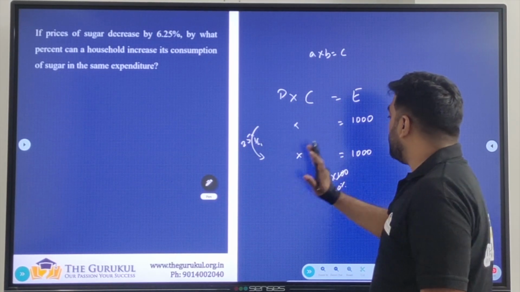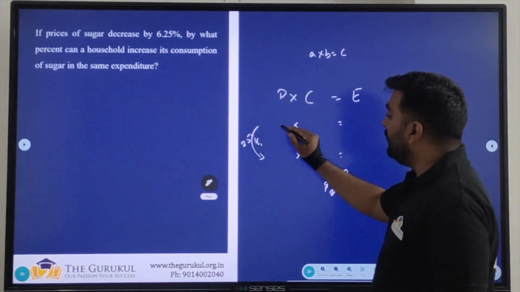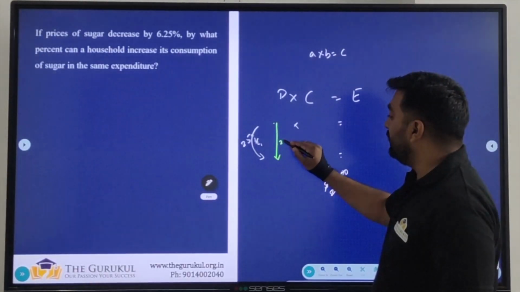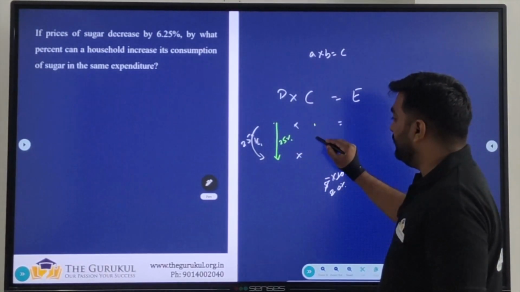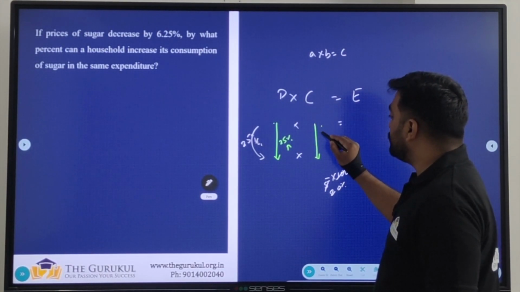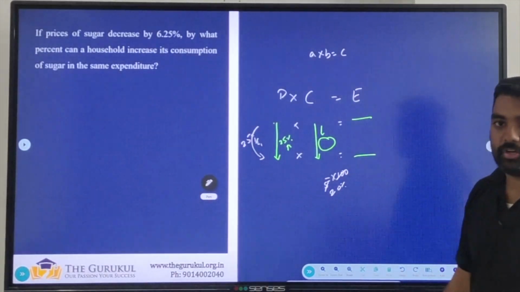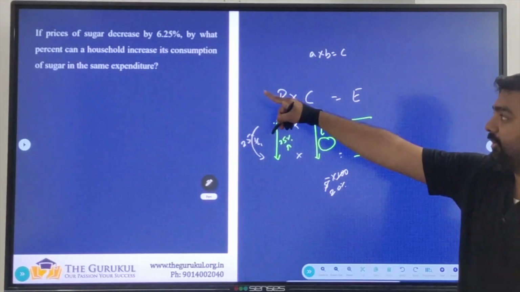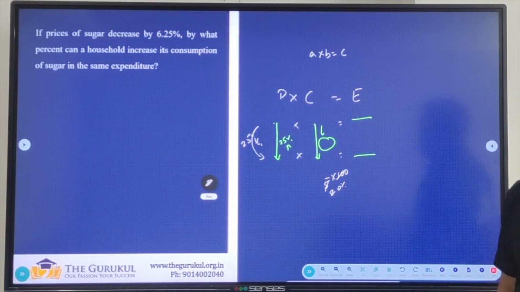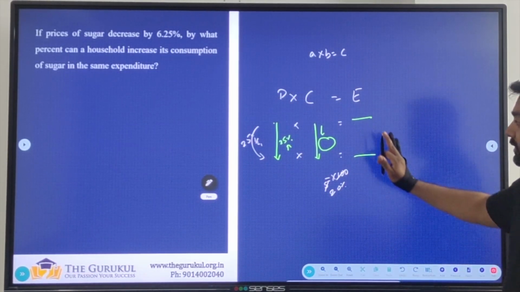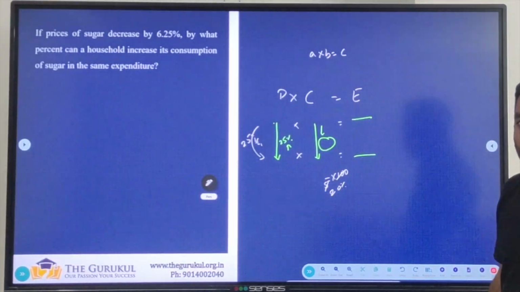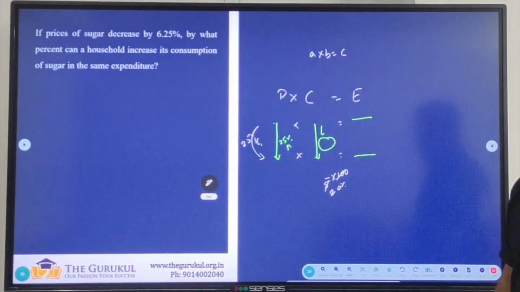The question they will ask you is, if the price of the pizza increased by 25%, how much decrease should happen here so that expenditure remains constant? The same thing is asked here, sugar, same expenditure. Now this is one way of solving the problem. We assumed the values and we are getting the answers.